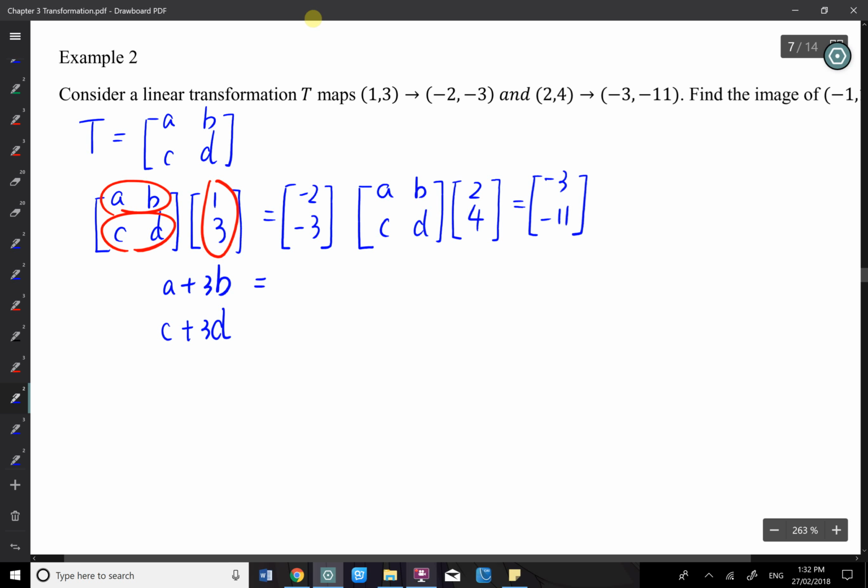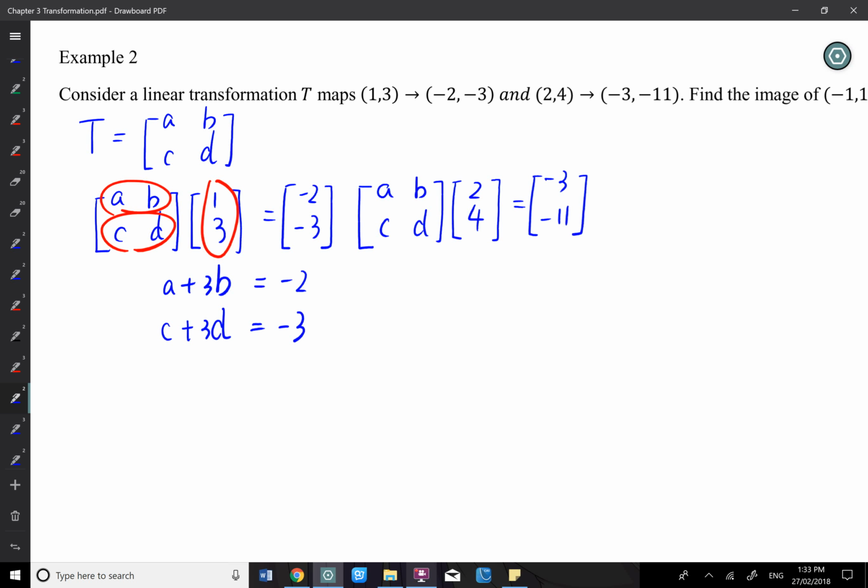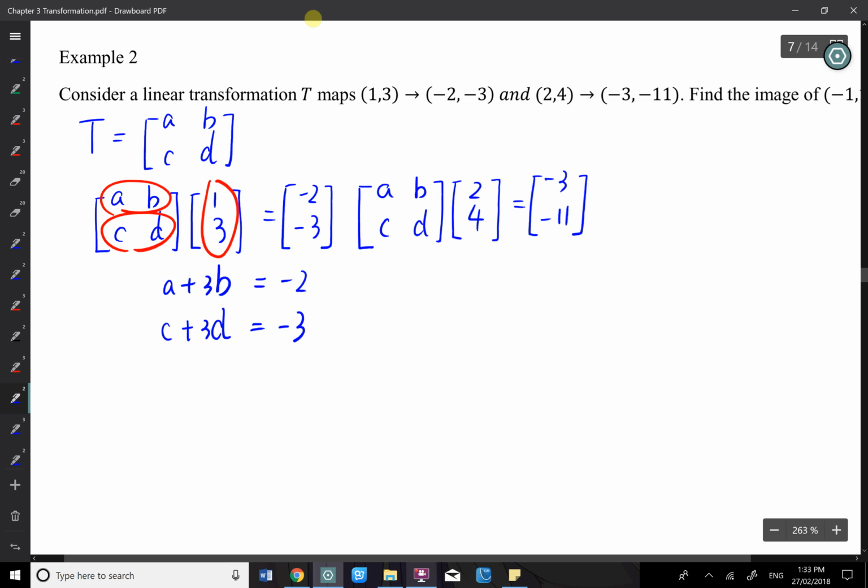And you can see A plus 3B must equal -2, and C plus 3D must be -3. Using the property that if two matrices are the same, all the entries at the corresponding places must be the same as well. Okay, they must be the same. Similarly, on this side we will have 2A plus 4B equals -3, and 2C plus 4D equals -11.